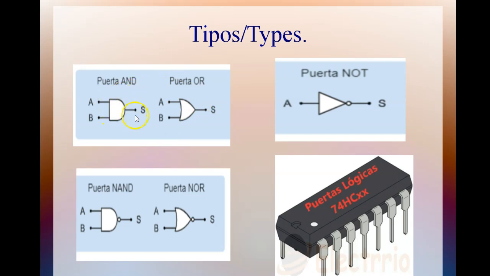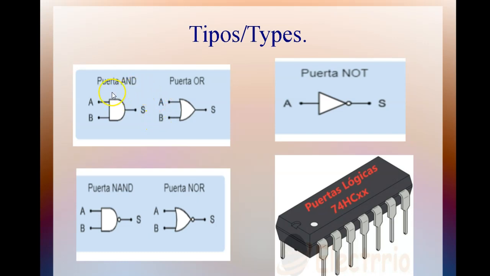In this one, the output is going to give me 5 volts in case I have simultaneously 5 volts in the two inputs, A and B. 5 volts in A and in B, I obtain 5 volts in the output. In the case of the OR gate, I obtain 5 volts in the output if I have 5 volts in input A, or if I have 5 volts in input B.